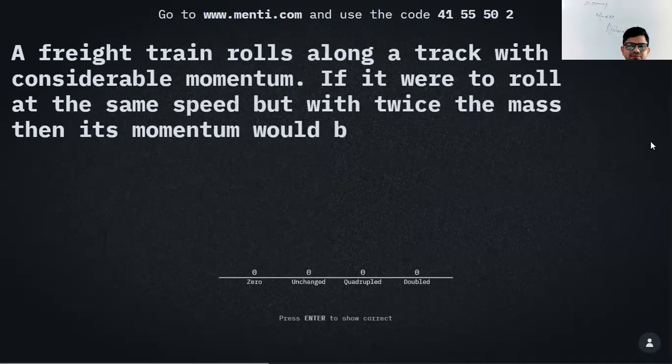So a question on this momentum topic. A freight train rolls along a track with considerable momentum. If it were to roll at the same speed but with twice the mass, then what will be its momentum? You are having 4 options. So this is MCQ type.